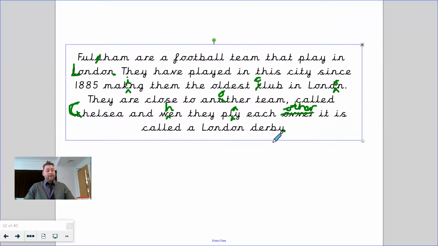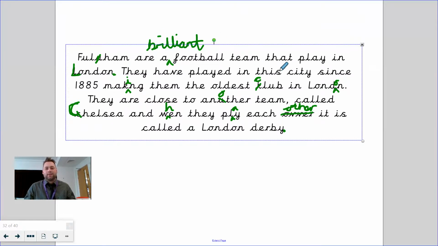Okay, so now I've edited it by proofreading and I've made spelling corrections. I've inputted my punctuation that wasn't there and corrected capital letters. Can I improve it even more? Yeah, maybe I can. Fulham are a football team. What kind of football team are they? Fulham are a, let's put in a word here, up here, a brilliant football team. They play in London.